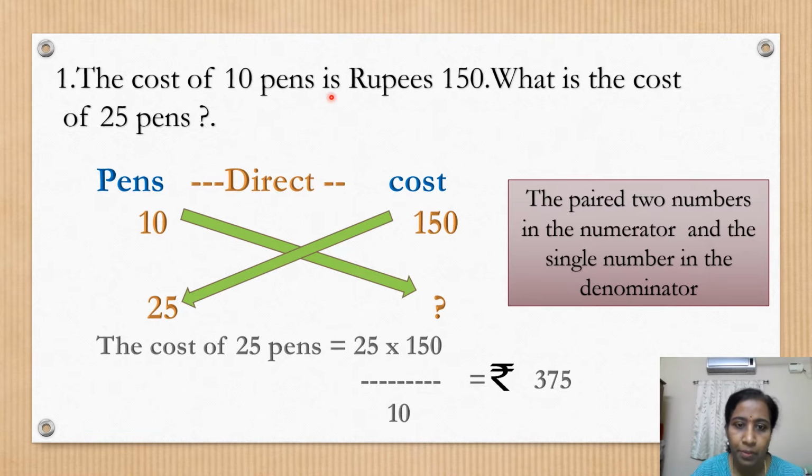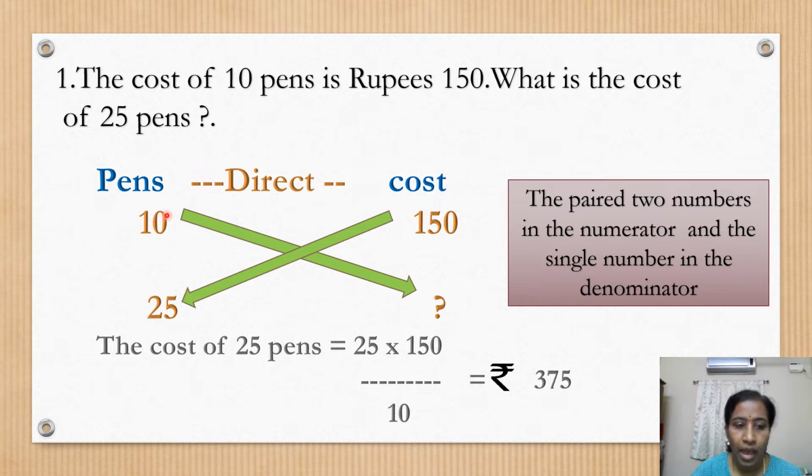Now let's go to simple problems, direct variation. The cost of 10 pens is rupees 150. What is the cost of 25 pens? So I am writing the two variables, pens and cost. The more pens I have, the more I have to pay, so it is direct variation. Now I'm just filling the values: 10 pens cost 150, 25 pens cost how much? So I put a question mark.